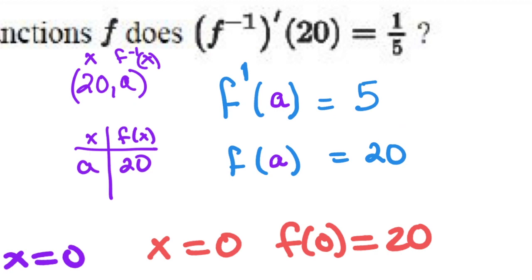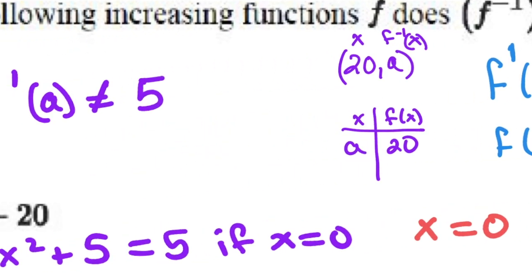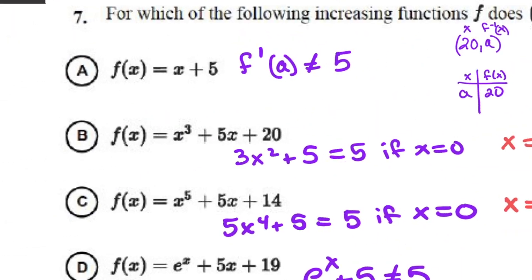Number 7, quite a fun little problem. I hope you enjoyed it. So we're going backwards this time. The derivative at some arbitrary value of a is going to equal 5. And we also know that f at a has to be equal to 20. So with that in mind, let's look at our choices.